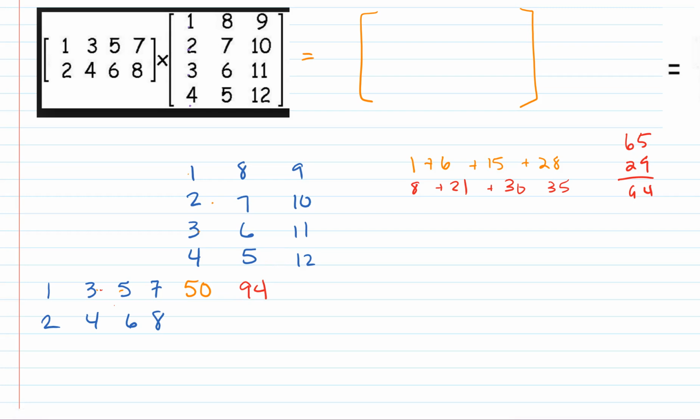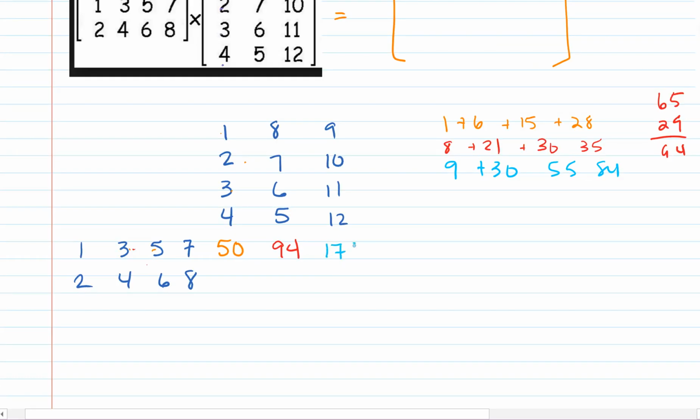Now, let's do this one. 1 times 9, 3 times 10, 5 times 11, 7 times 12, and add those up. I got 178. Now let's do the second one. Can you see how this helps to organize? Or maybe not. Maybe you could get it the other way.